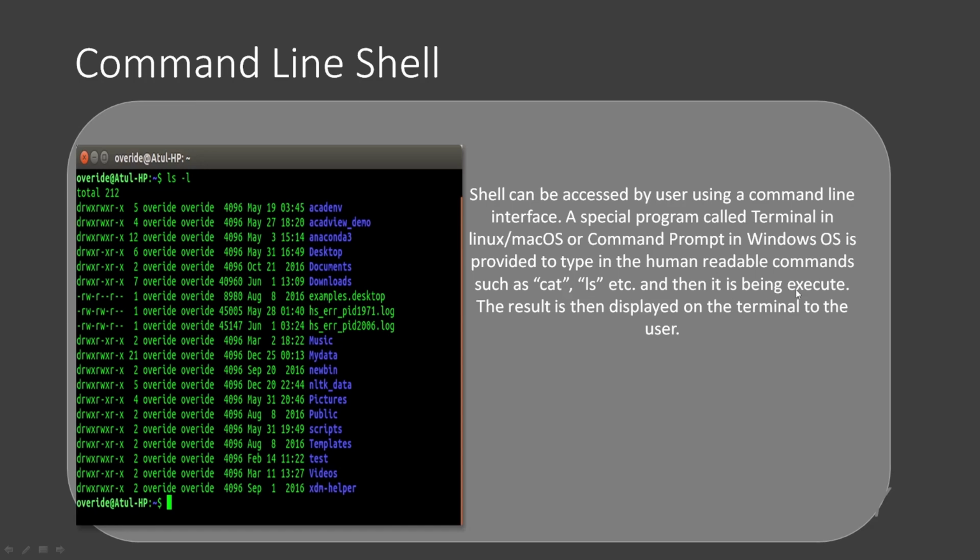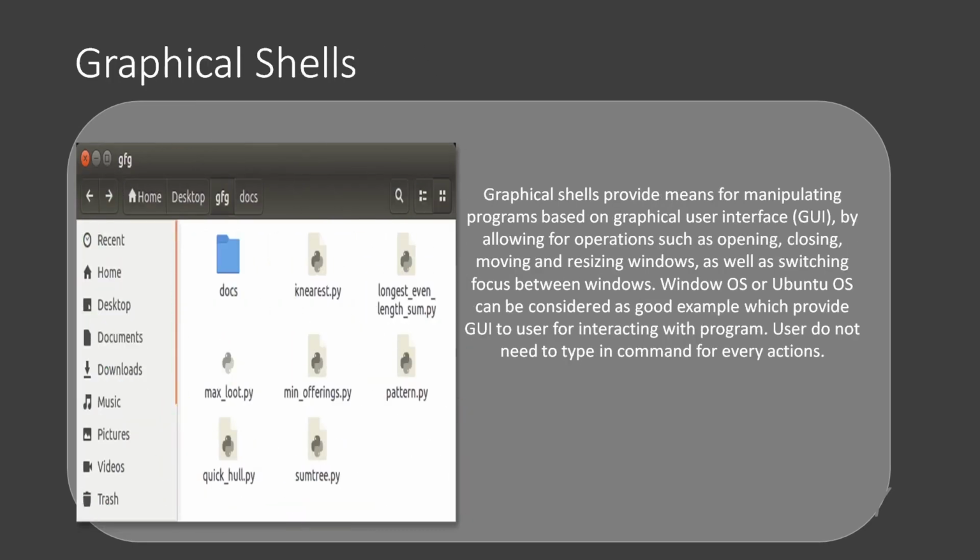While GUI or graphical shells provide a means for manipulating programs based on a graphical user interface, by allowing for operations such as opening, closing, moving, and resizing windows, as well as switching focus between windows. The Windows operating system or Ubuntu OS can be considered a good example, which provides a graphical user interface for interacting with programs, so the user doesn't type any command for every action.